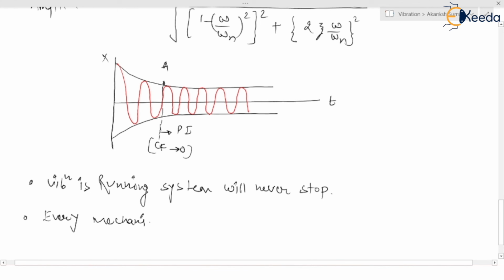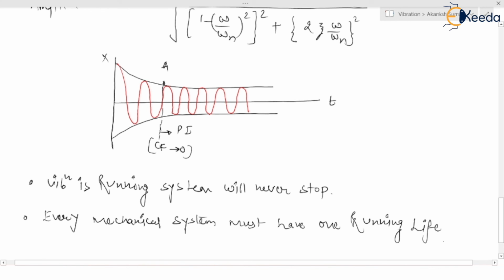Every mechanical system must have one running life. So this is the complete force damped system. I hope you will understand this whole procedure.